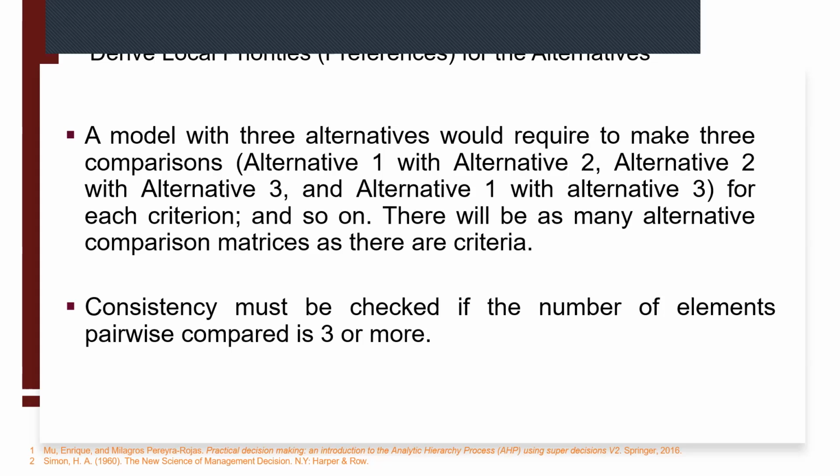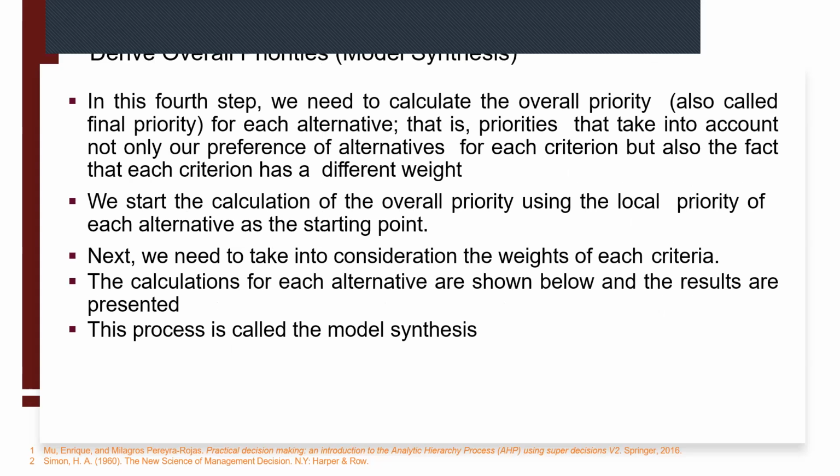So in the 4th step, we need to calculate the priority for each of the alternatives. These are priorities that take into account not only the preference of alternatives for each criterion, but also the fact that each criterion has a different weight. So we start the calculation of the overall priority using the local priority of each alternative. Anyway, I just want to show this. This was part of the discussion, but it's better to understand it when we apply it.